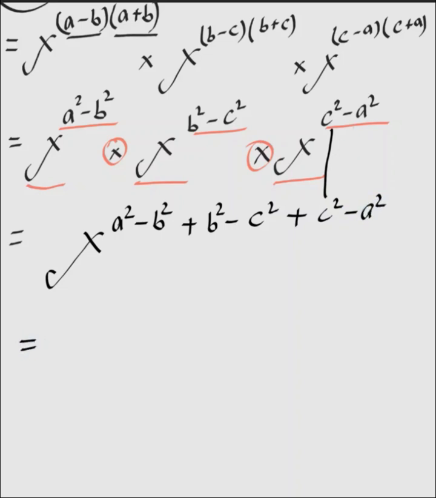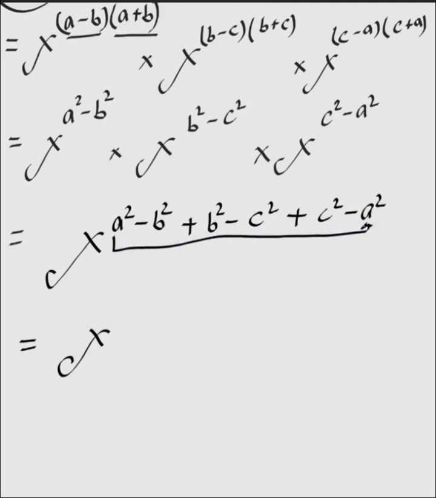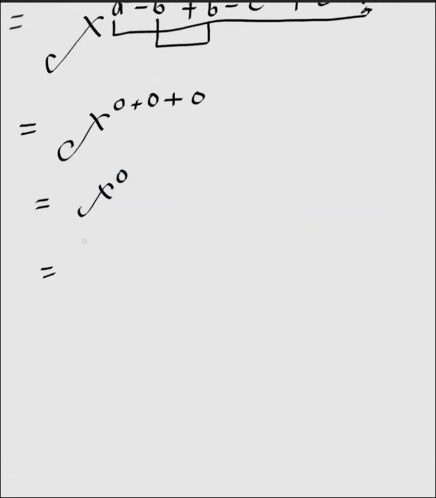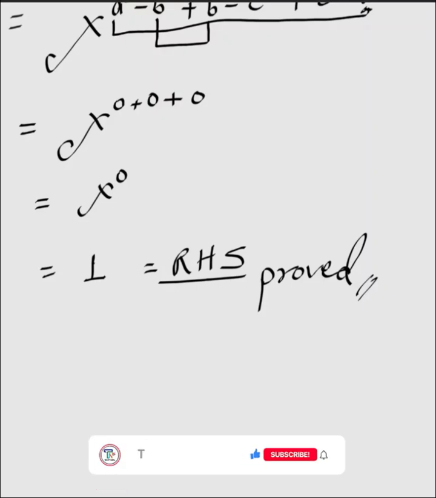Now just remove these lines. Now x, this one a square and here also a square, it's minus, plus minus 0. b and here b, minus b plus b, it's also 0. c here minus c plus c, it's also 0. Then it's x power 0. If anything is power 0, then it's always 1. RHS, proved. It's so simple, so no need to panic.